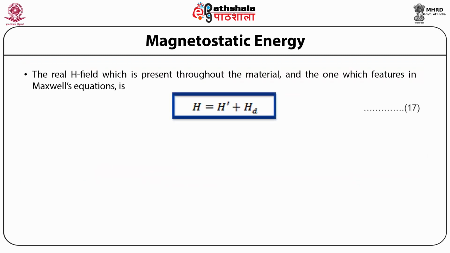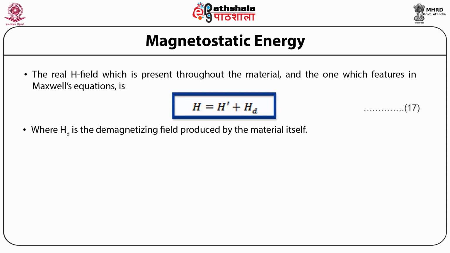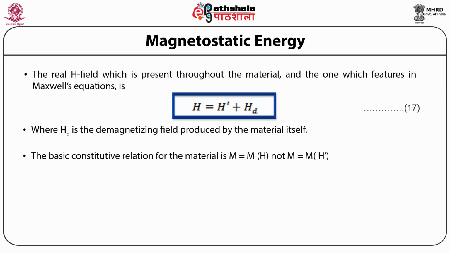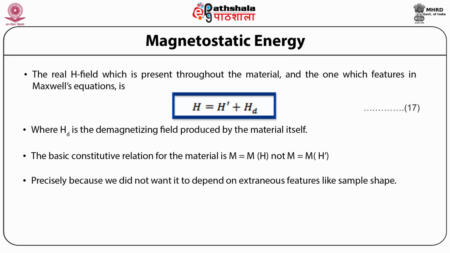The real H field, which is present throughout the material and the one which features in Maxwell's equations, is H equal to H′ plus Hd, where Hd is the demagnetizing field produced by the material itself. The basic constitutive relation for the material is M equal to χH, not M equal to χH′, precisely because we did not want it to depend on extraneous features like sample shape.